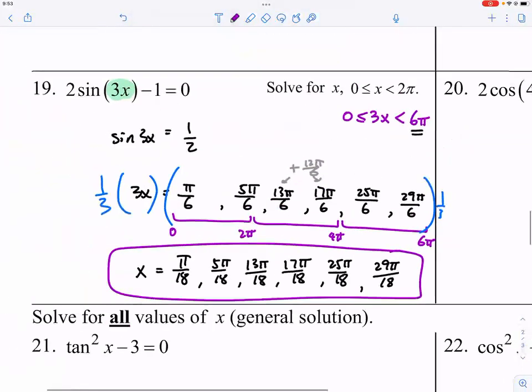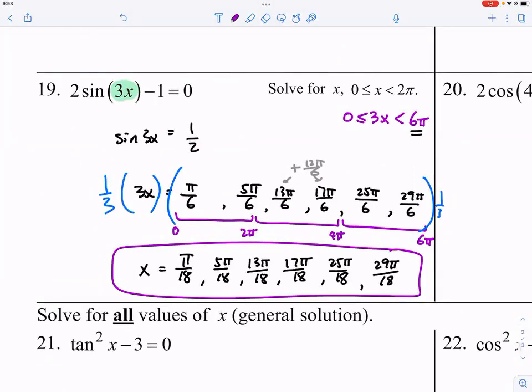So again, when you see a number that's not just x, like 2x, 3x, or 4x, then you should sound the alarm and say, all right, hold on. We will have to adjust the domain so that we can account for all the solutions. You cannot just go from 0 to 2 pi because that's for x. In this particular case, you are dealing with 3x.